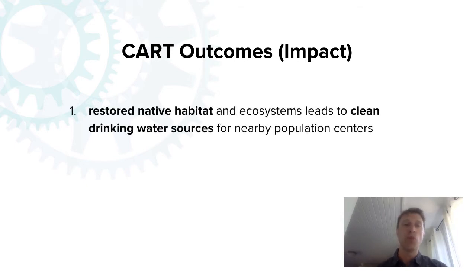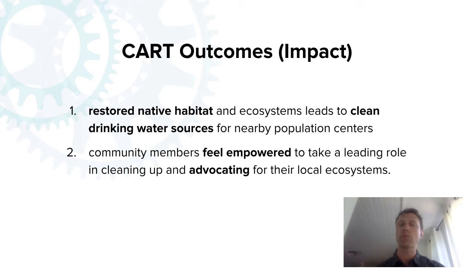Number one is that restored native habitat and ecosystems lead to clean drinking water sources for nearby population centers. Okay, again, really focusing on the impact. Number two is that community members feel empowered to take a leading role in cleaning up and advocating for their local ecosystems. Again, notice how outcomes are specifically focused on impact to clients or communities. We're really trying to drive home the concept that outcomes focus on impact, outputs, again, really just focus on results.